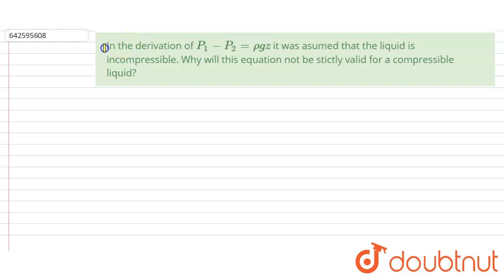The question is, in the derivation of P1 minus P2 equal to rho GH, it was assumed that the liquid is incompressible. Why will this equation not be strictly valid for a compressible liquid?